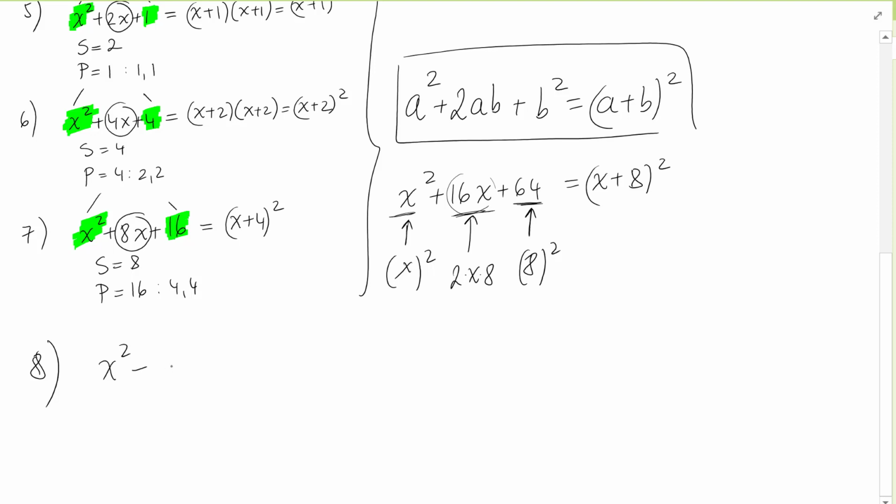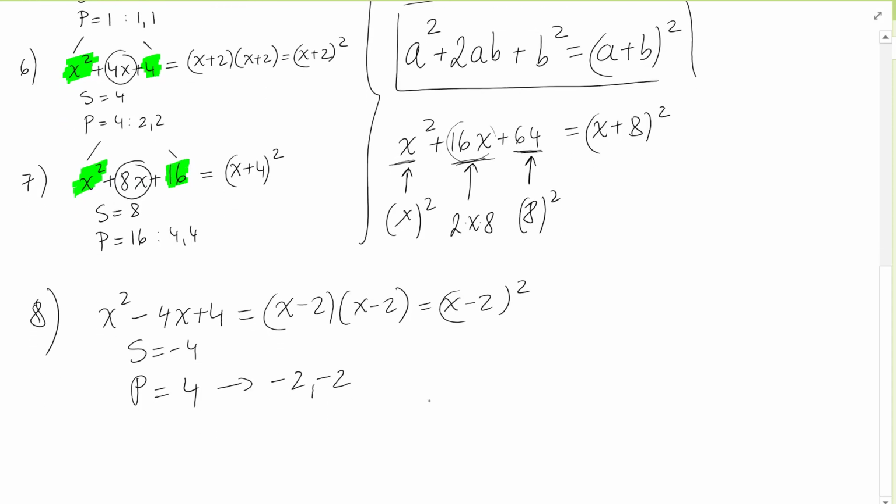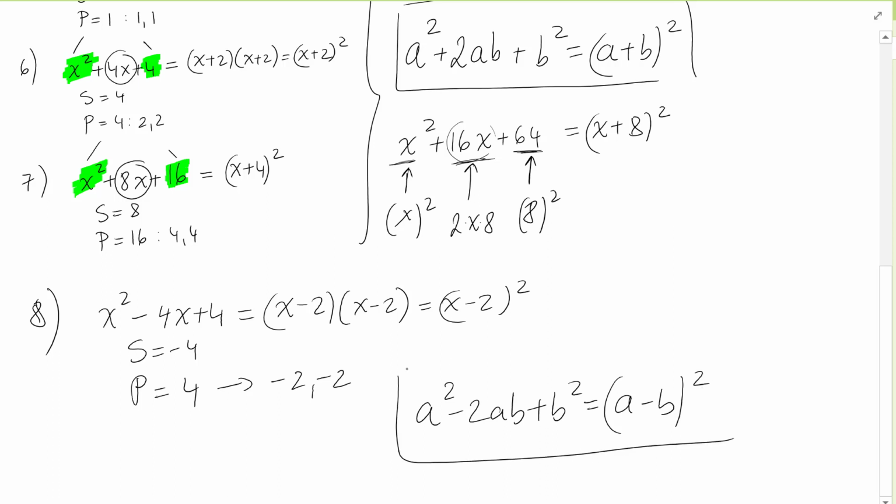So x squared minus, let's say, 4x plus 4. Well, the sum is -4 and the product is 4. So the two numbers are -2, -2. So we get x minus 2 times x minus 2, which is x minus 2 squared. So in other words, the formula that we just wrote, a squared minus 2ab plus b squared, is going to produce a minus b squared. So now that you know these formulas, you don't have to do sum and product for this type of problems.